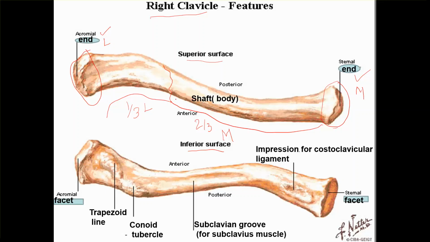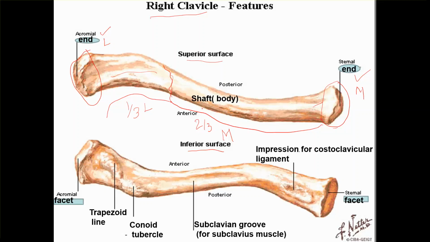What happens is the architecture of the bone changes. From here to here, if you notice, it is quadrangular, and here it becomes more flat. Remember, this junction between medial 2/3 and lateral 1/3 is the weakest point, so it's a common site of fracture of the clavicle.